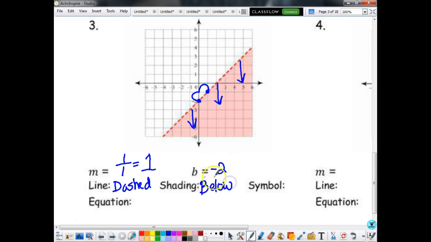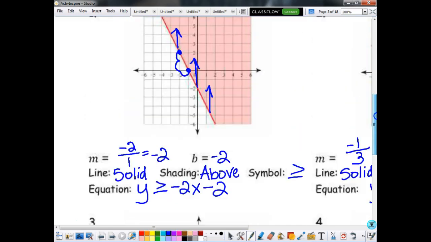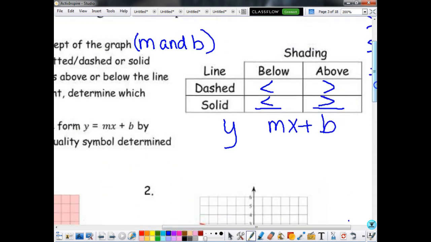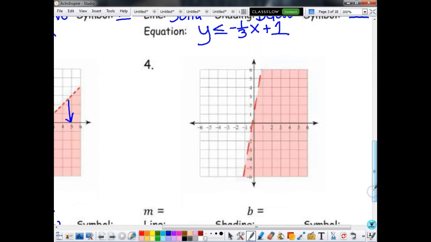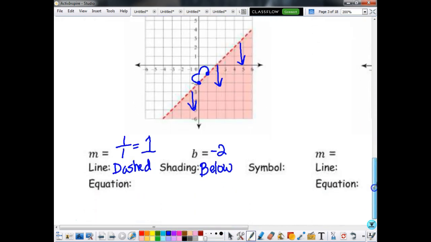Below. So yes, the b is -2 and the shading is below. So dashed and below, that would be dashed below, so it's less than. And this is also dotted. So the less than symbol. So your equation would be y is less than 1x minus 2. But on your answer choices, you're going to see just x. Y is less than x minus 2.